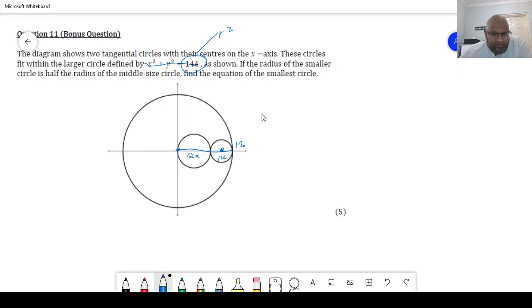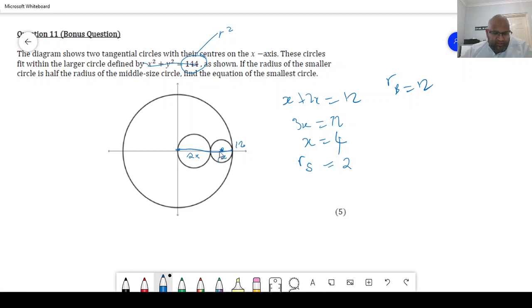Alright, so if this is going to be x and for the other circle is going to be 2x, then the sum of the two, x plus 2x, has to be equal to 12. So that length is given as 12. So 3x is equal to 12, so x is simply 4. So the diameter of this circle here, of course, is 4. So what is the radius of the smaller circle? It has to be 2. Okay, the radius of the big circle is 12. The radius of the small circle is 2.